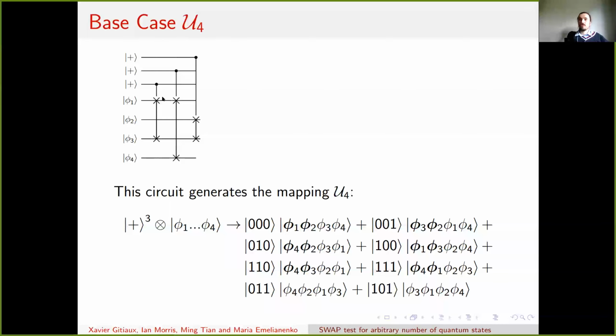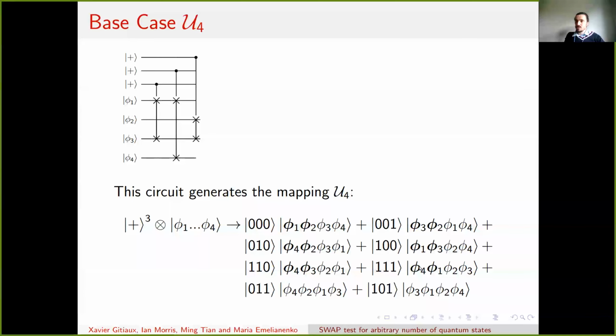And this circuit is using 3 control swap gates and 3 ancillas. I'll show you a little bit of the math here, and you can check it. Say in state 0, 0, 0, if I measure these 2 wires on the top, I would get phi 1, phi 2. But if I look at 0, 0, 1, I would get the pair phi 3, phi 2. And if I look at another state, for example, 1, 1, 1.